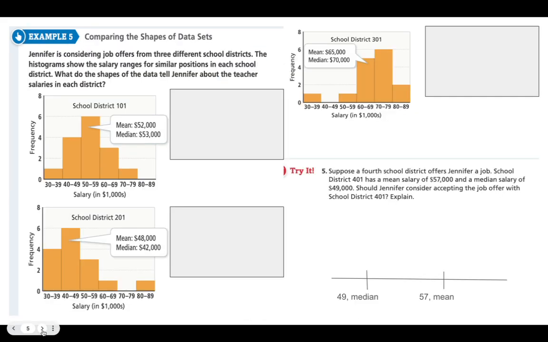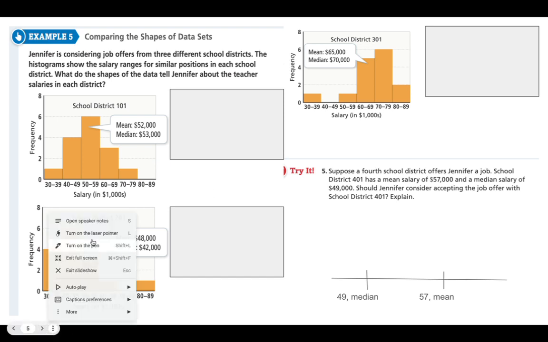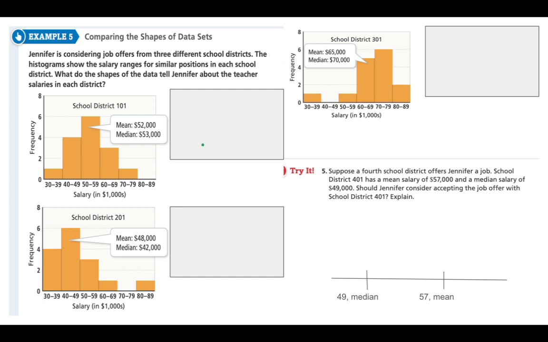All right, and our last example would be using data to make a decision. This person is trying to decide which job she should go for. I see a relatively symmetric representation here in the first one. The second one is right skewed. Most of the salaries are lower, with a few salaries up on the right side. This last one is going to be left skewed. I see most of the salaries are higher, and then very few salaries on the left side. Let's label these: symmetric, this one is right skewed, and this one is left skewed.